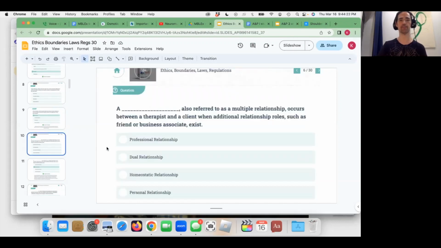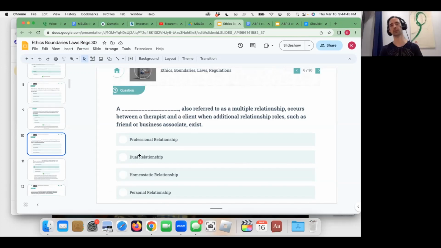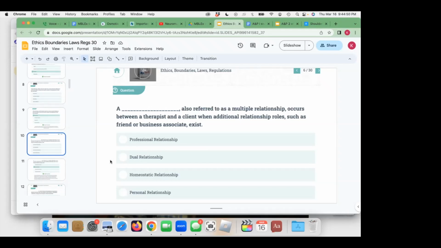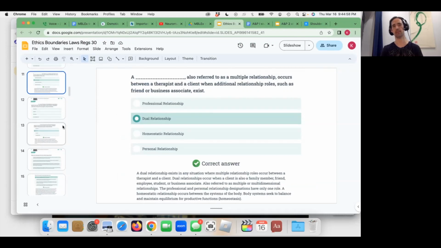Yes, cosmetology. A blank, also referred to as a multiple relationship, occurs between a therapist and a client when additional relationship roles such as friend or business associate exist. What is this called? Professional relationship, dual relationship, homeostatic relationship, or a personal relationship? Dual relationship. Yes, that's right. Why is it a dual relationship, Vincent? Because you're being a massage therapist and also a business associate or a friend. Yes, that's right. You're being two things at the same time.